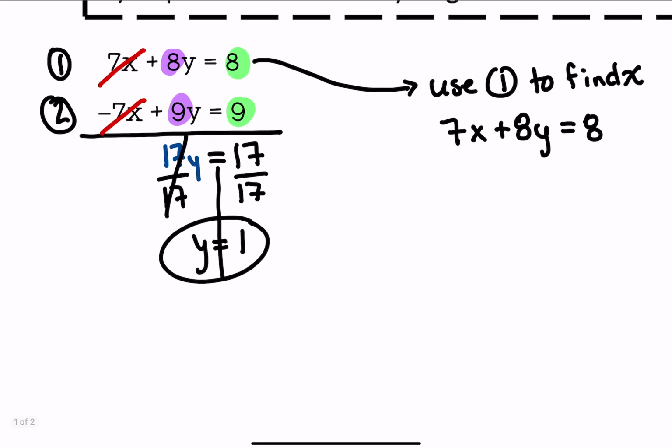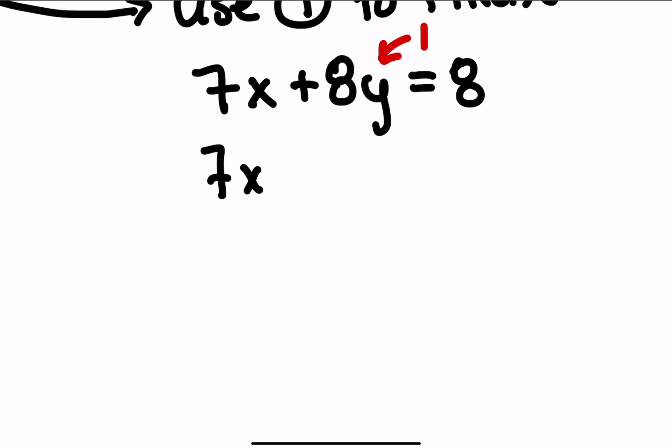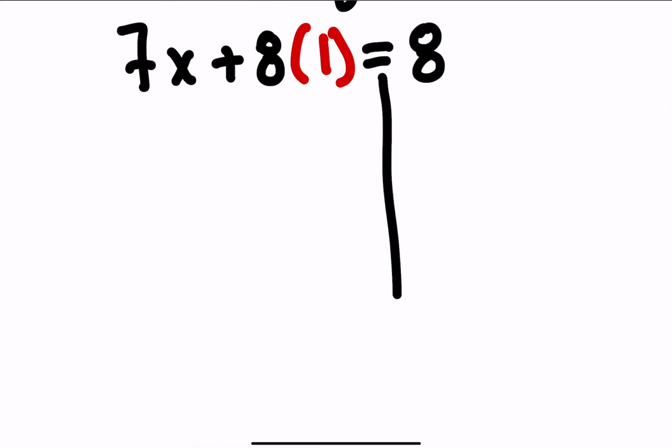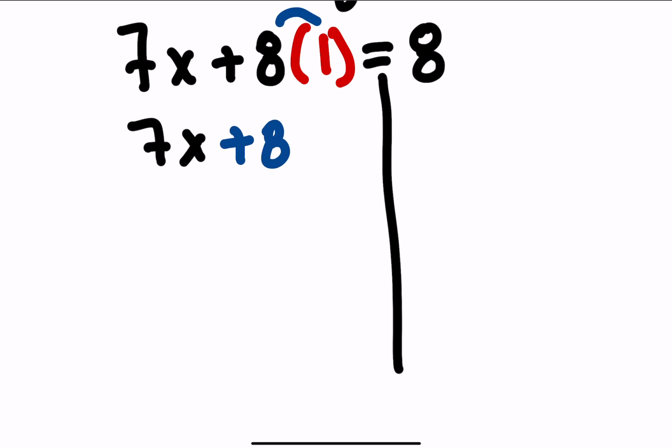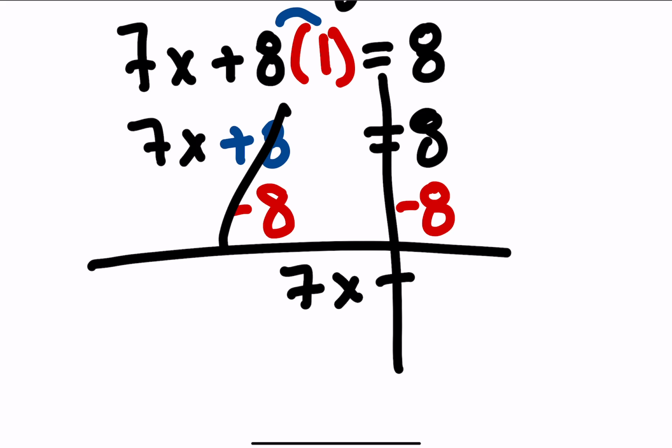All right, now what do I know about y? Well, I know y is 1, right? I got that from over here. So I'm going to replace that y with a 1. So I got 7x plus 8 times 1 equals 8. Hey, now I have one letter left. I can do math stuff. Parentheses, 8 times 1 is 8. So this gives me 7x plus 8 equals 8. Subtract my constant first. So I'm going to subtract 8 on both sides. This leaves us with 7x equals 0.